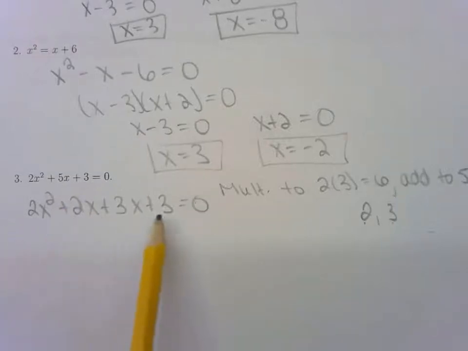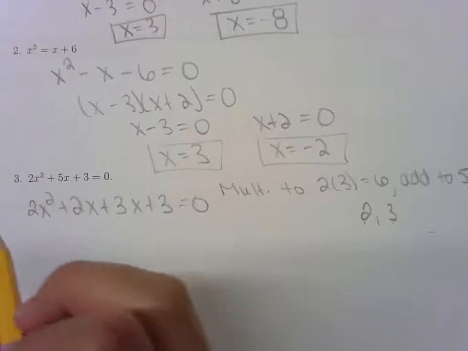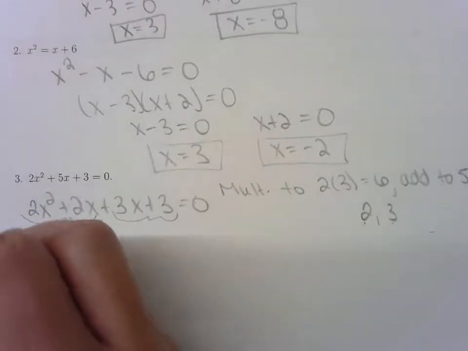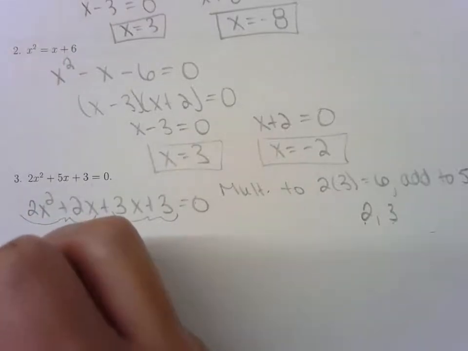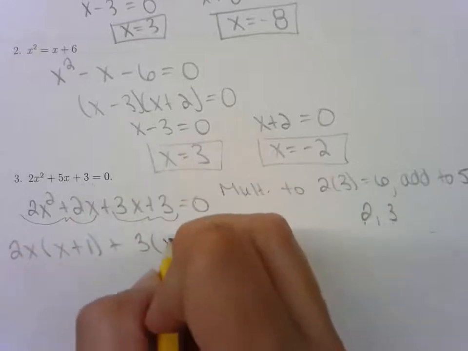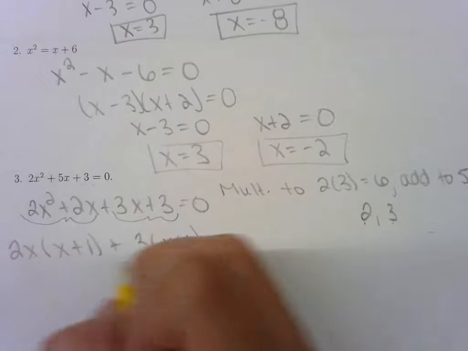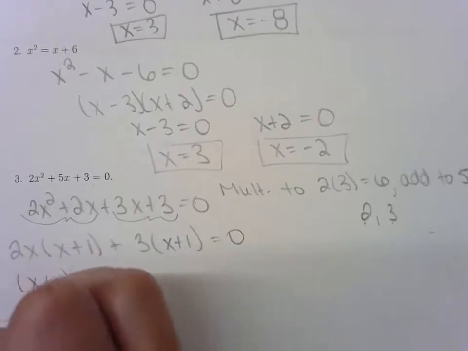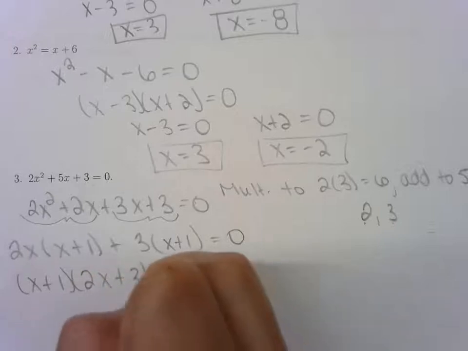Notice again we didn't change this equation at all. It's still 2x squared plus 5x plus 3. Now factor two terms at a time. We can take 2x out here, which gives us x plus 1. We could take a 3 out of each of these, which gives us x plus 1. So that works. We still have equals 0. Take an x plus 1 out of both, so 2x plus 3 equals 0.